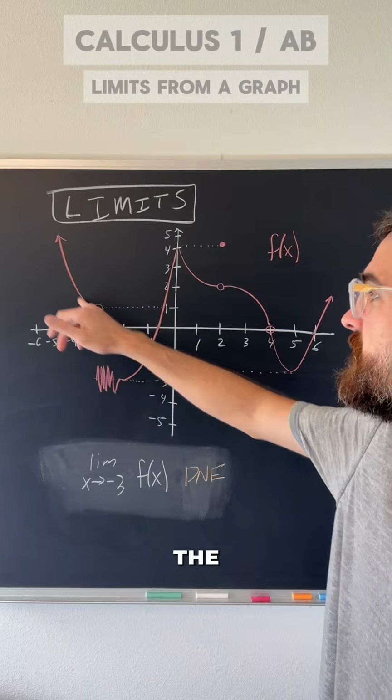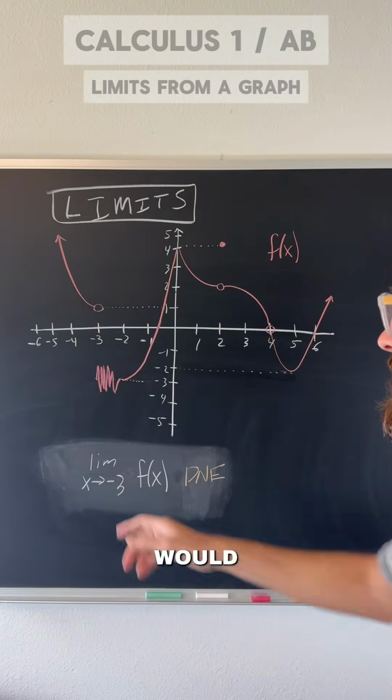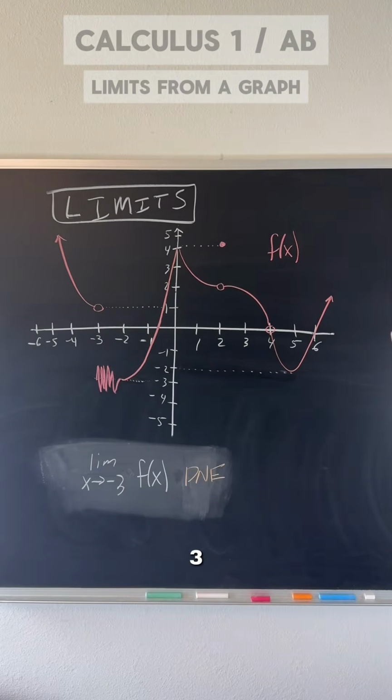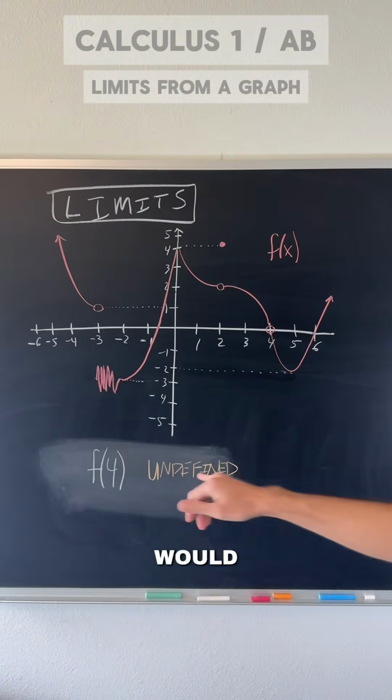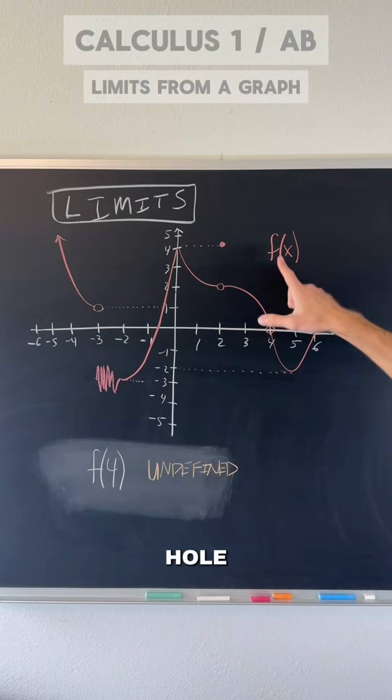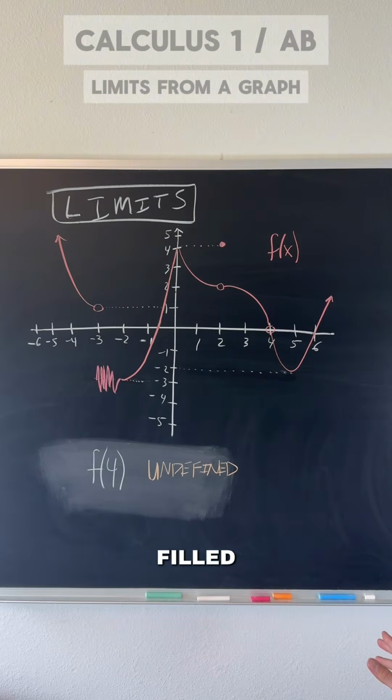And since we saw that the limit from the left side and the right side were not equal, we would then say the limit as x approaches negative 3 would not exist. Looking for the function's value at x equals 4, we would say that's undefined because we have a hole here at x equals 4 with no point filled in.